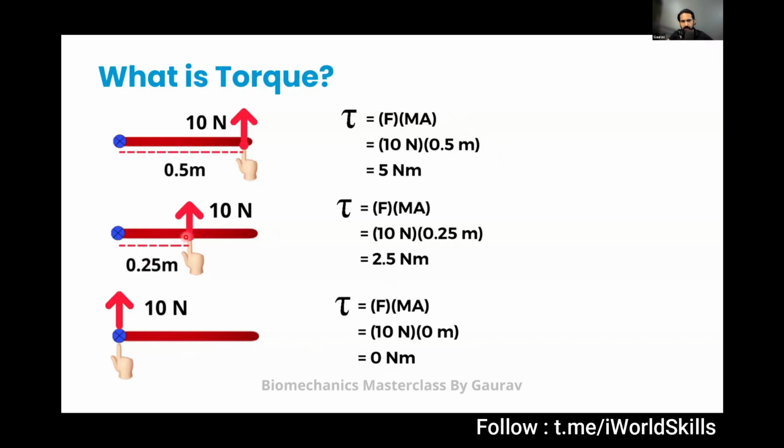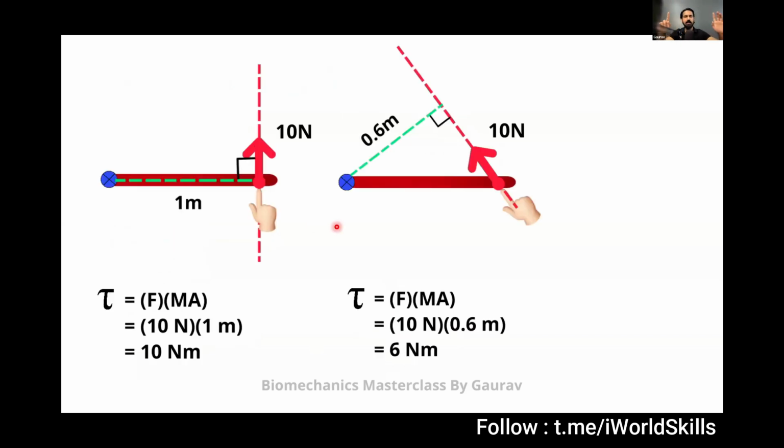Moment arm is the perpendicular distance between the axis of rotation and the line of force. Perpendicular distance. This line should make a 90-degree angle with the line of force. Correct? Let's discuss one more example. It is going to make it absolutely clear for you.